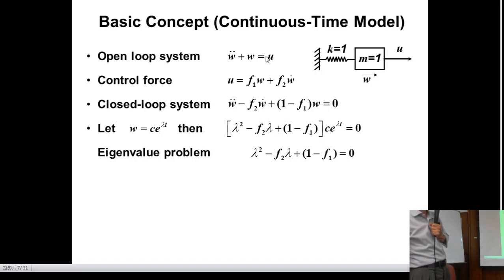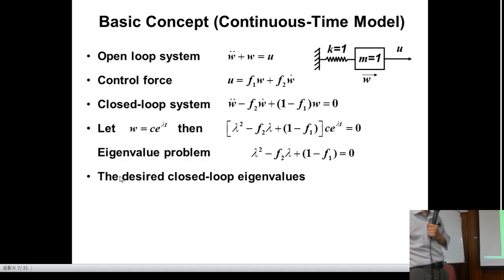The open loop system without U has eigenvalues plus minus i. The eigenvalue for this closed loop system will depend on your F1 and F2. So if we let W equal to C e^(lambda t), then we solve this closed loop system, and I get these equations for you to solve for the eigenvalue lambda, assuming that you are given F1 and F2.